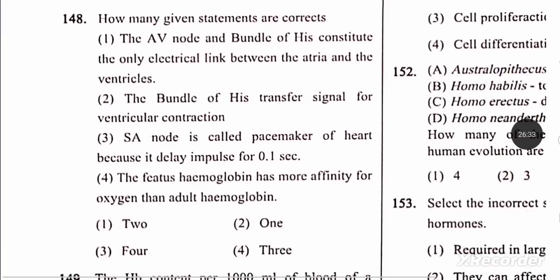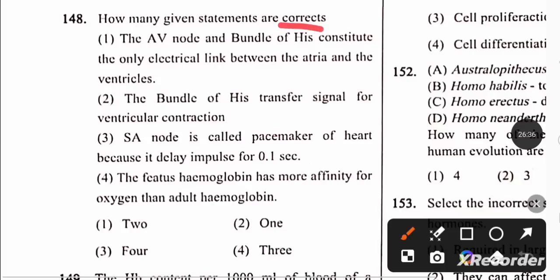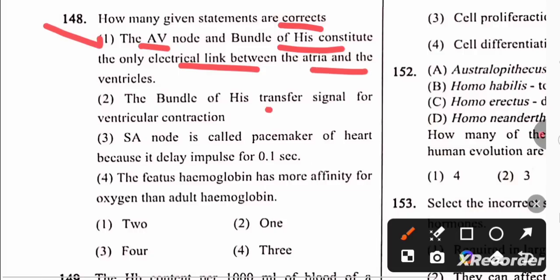How many statements are correct in this case? The atrioventricular node, AV node, and bundle of His constitute the only electrical link between atria and the ventricle. Yes, this is a correct statement. Bundle of His transfers the signal for ventricular contraction.